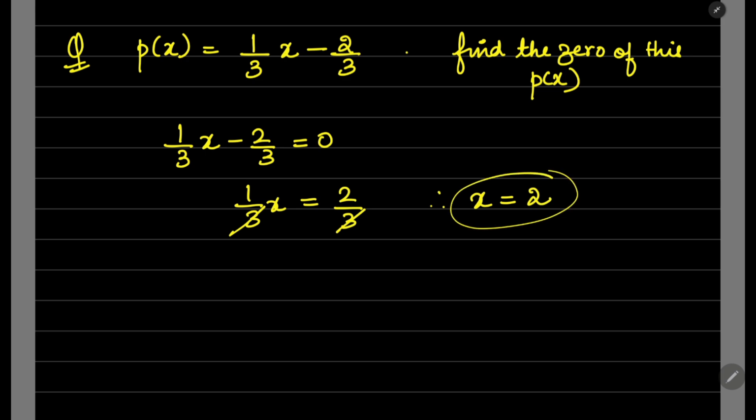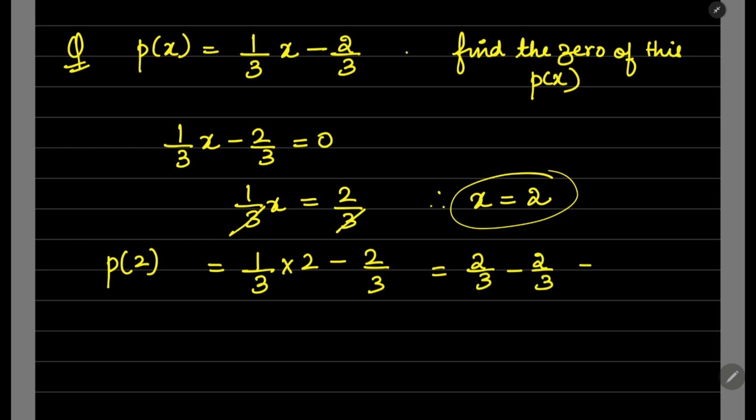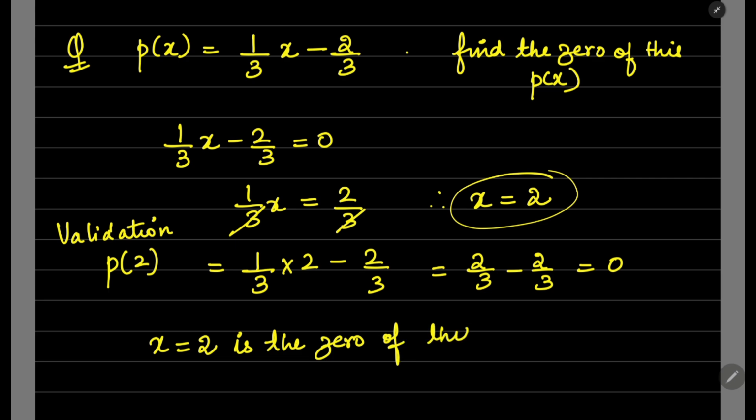Suppose you are asked to validate, then what will you do? You will see what is P of 2. You will definitely get 0. 1 by 3 into 2 minus 2 by 3. What is 1 by 3 multiplied by 2? It is 2 by 3. Minus 2 by 3, which is 0. So you have validated it as well. This is your validation to make sure that x equal to 2 is the zero of this polynomial. So this is your answer.